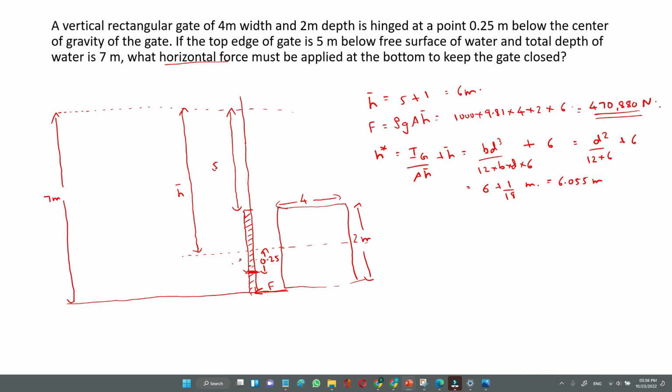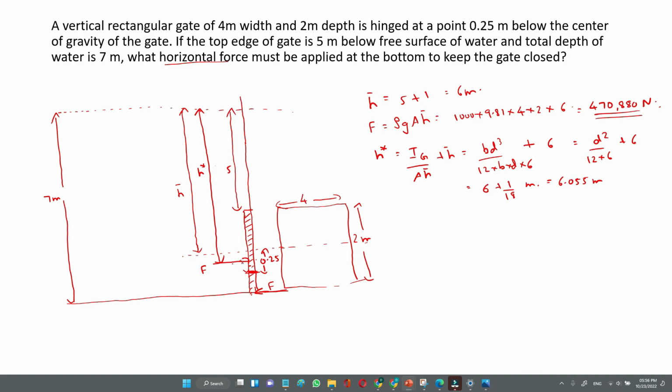So it will act somewhere here. So the force will be acting here, F. This is the distance of the center of pressure, H star. So the center of pressure is 6.055 meter below the free surface.